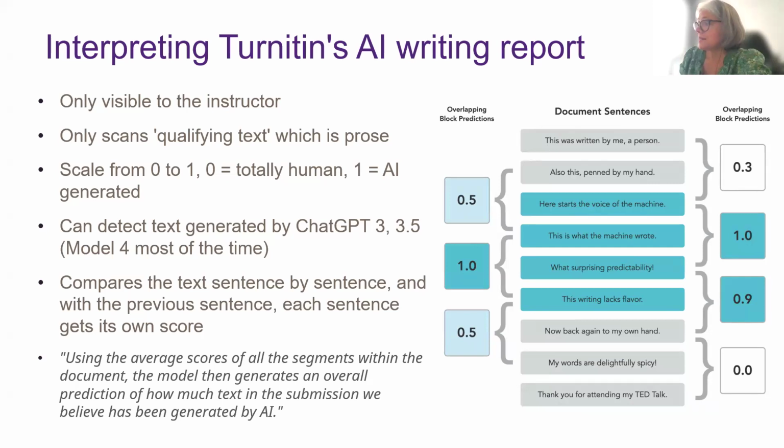Okay, this is the last slide I've got on the AI writing indicator. I think it's helpful to know that students can't see it. It's only visible to the instructor. Remember, it only scans the prose text. The way the software works is it scans sentence by sentence and compares that sentence with the previous sentence to generate a scale from 0 to 1, where 0 is totally human and 1 is AI generated. So that's how it's working in the background.